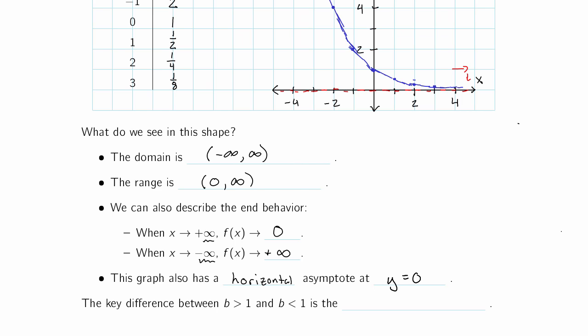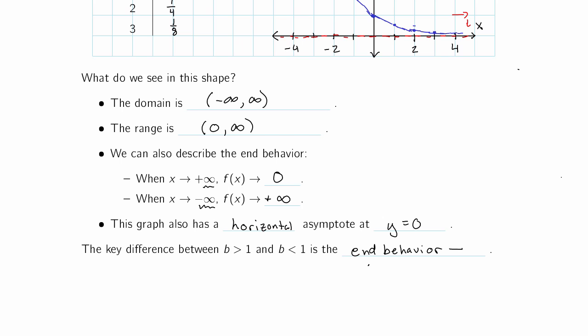The key difference between the case where b is greater than 1 and b is less than 1, the big place we see the difference is in the end behavior. And in particular, what we see is that it's flipped horizontally. So the key difference between b greater than 1 and b less than 1 is just the end behavior.